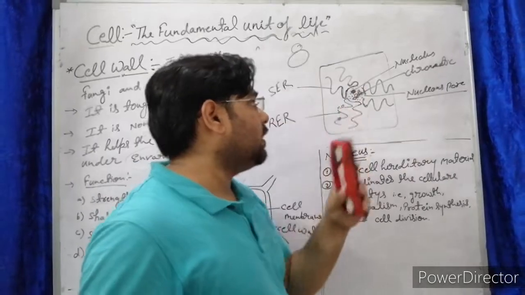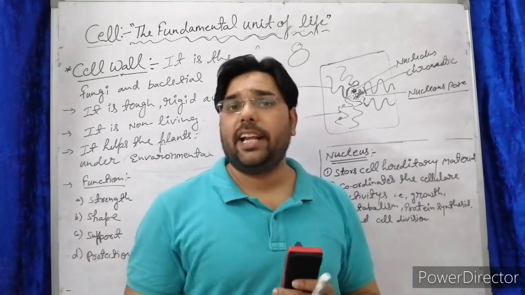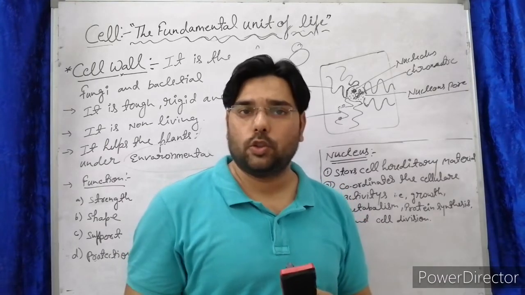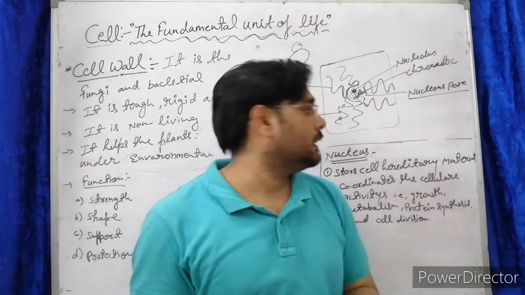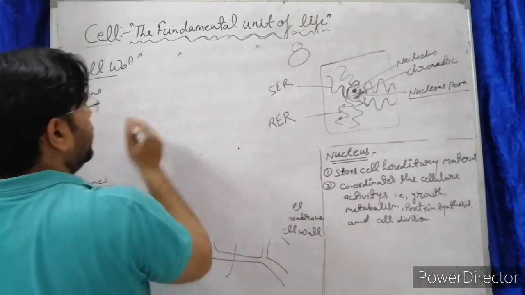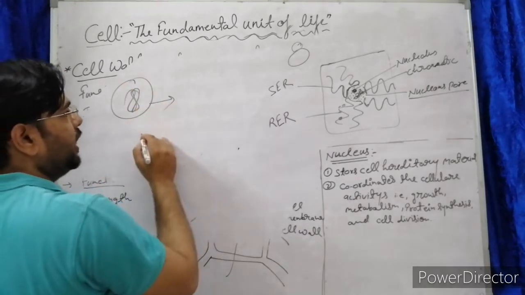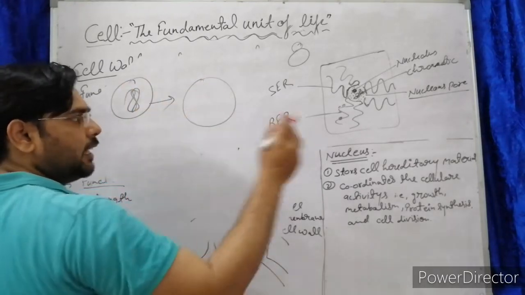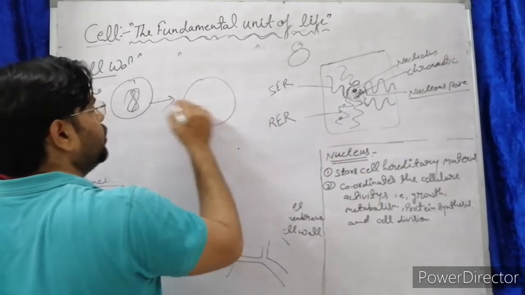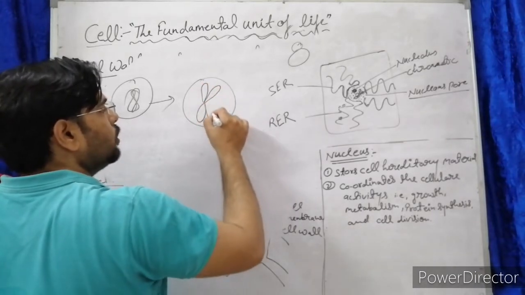Okay, so what is the function of chromatin now? Chromatin is a thread like structure which gets condensed into chromosome at the time of cell division. Suppose this is a chromatin thread inside the nucleus. At the time of cell division, when the cell reproduces, the chromatin thread inside the nucleus condenses and forms chromosome.